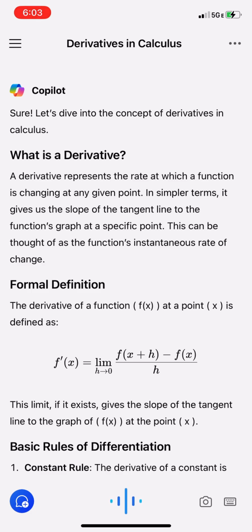Formal definition. The derivative of a function f(x) at a point x is defined as: this limit, if it exists, gives the slope of the tangent line to the graph of f(x) at the point x.